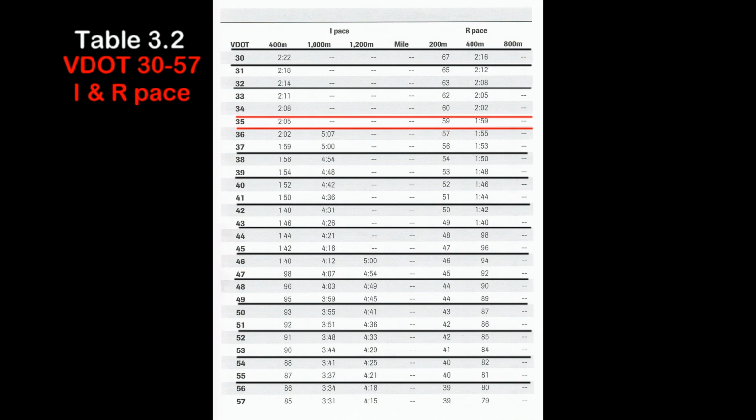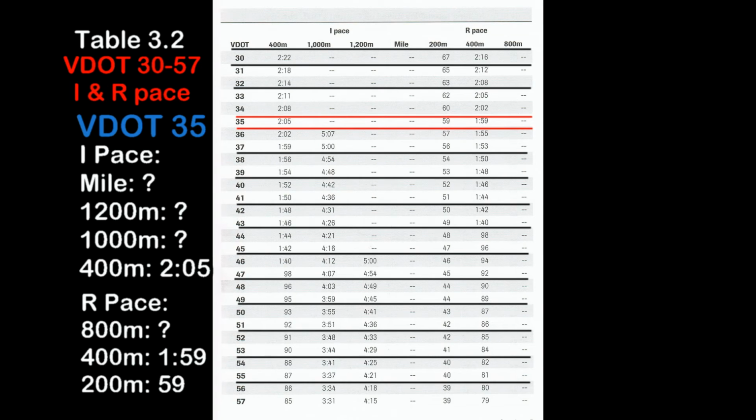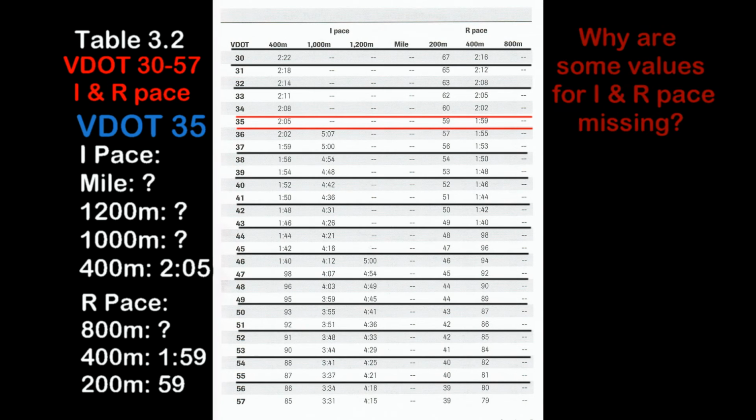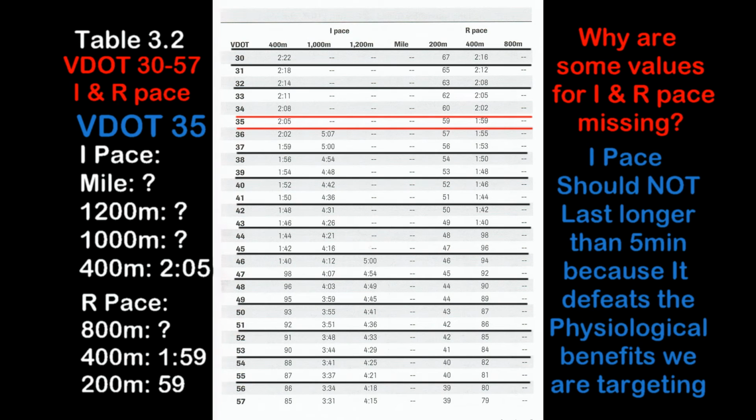We want to continue because we're not done with VDOT 35. You want to get the I-pace and R-pace. Now you notice that for some of the I-paces there's information missing, and the same with the R-pace. Why are some values for I and R pace missing? Well, I-pace should not last longer than 5 minutes because it defeats the physiological benefit we are targeting. These specific intensities take that into consideration.